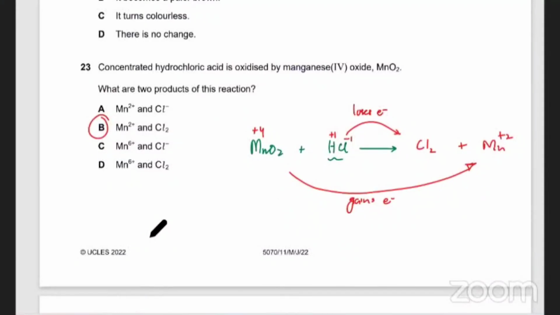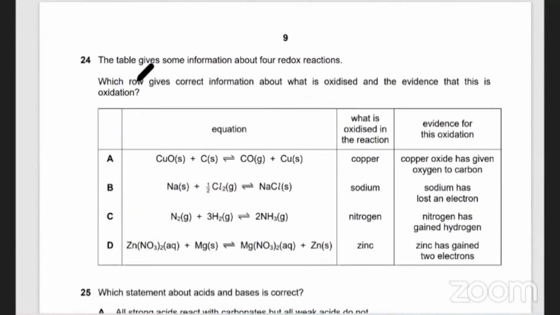आंसर, ठीक है। जो जल्दी जल्दी खत्म करें इसको। The table gives some information about four redox reactions, which show correct information about what is oxidized and the evidence that this is oxidation. So evidence, ठीक है. So which is oxidized? Copper. Copper is, ये बैठ के calculate करो ना.